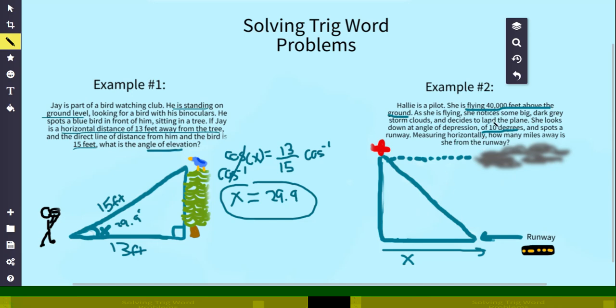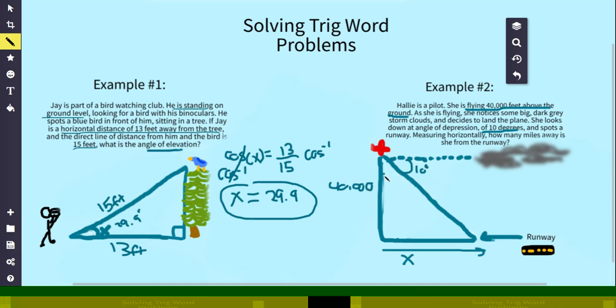Okay, so our important info says she is flying 40,000 feet above the ground. So this is our plane here. 40,000 feet above, that means vertically. And she looks down at an angle of depression of 10 degrees. That's another important part. The angle of depression is when she lowers her eyes downwards, so looking down at an angle of depression of 10 degrees.